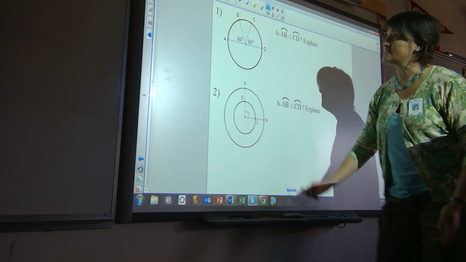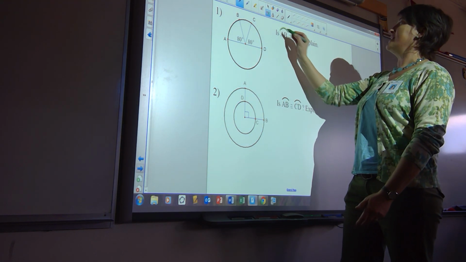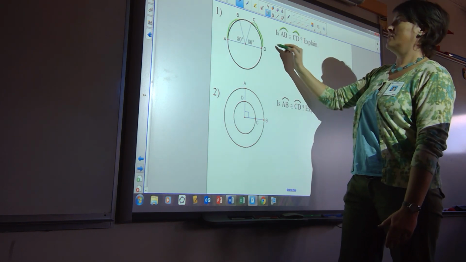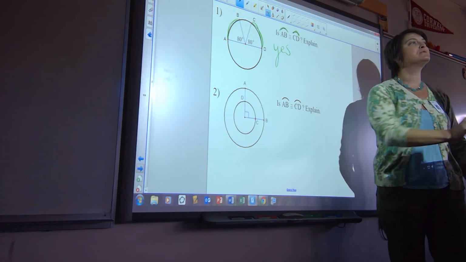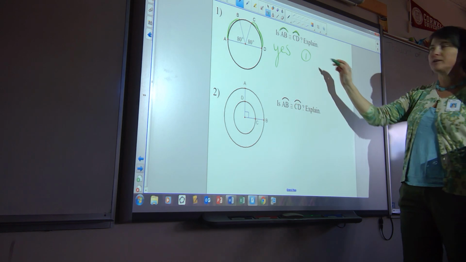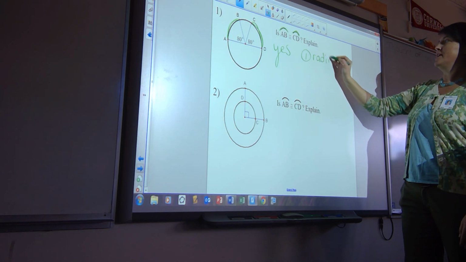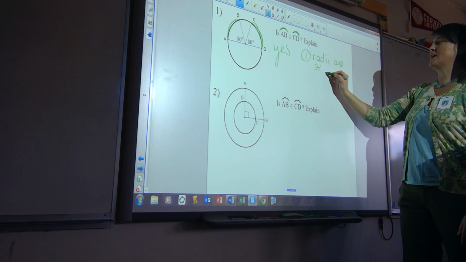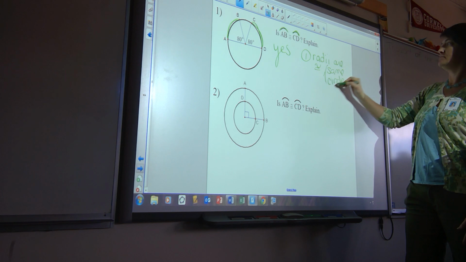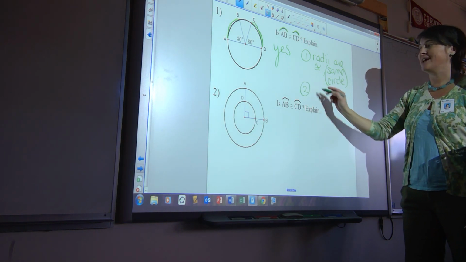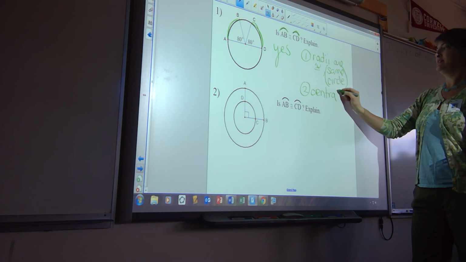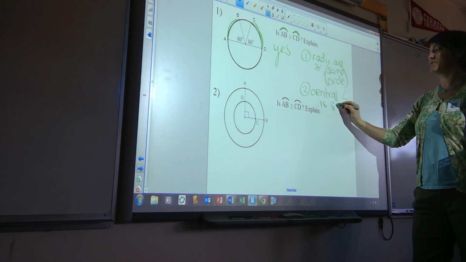So right here, in this particular example, would arc AB be congruent to arc CD? Yes. Now, if you had to explain, use those two reasons from the previous slide. You would say first, the radii are congruent because it's the same circle. And then secondly, the central angle is 80 degrees for both.